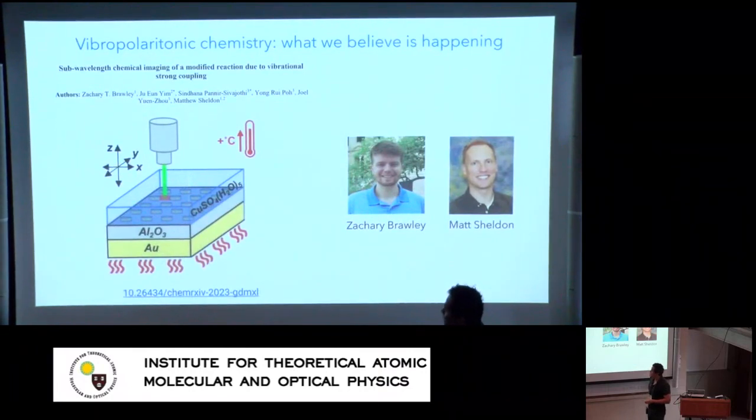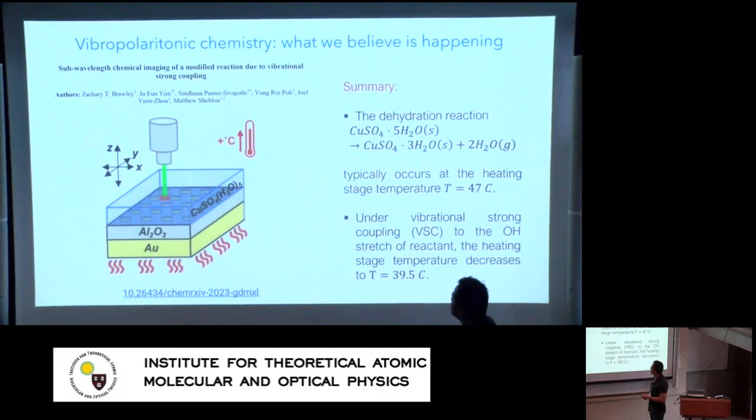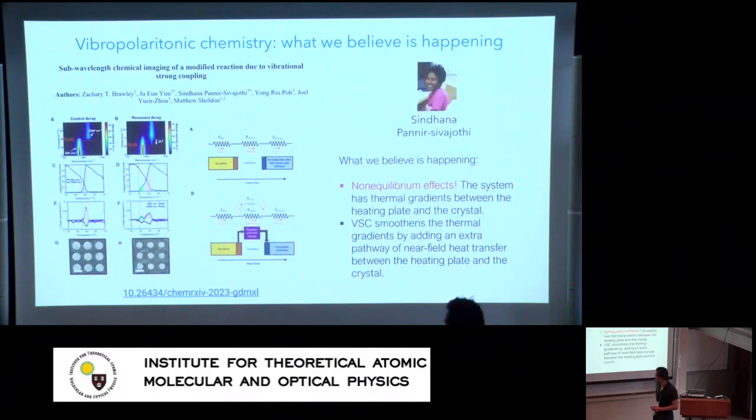But a few years ago, I met Matt Sheldon, and Matt Sheldon showed me this very strange experiment where he has copper sulfate pentahydrate, and it normally dehydrates to its trihydrate form at 47 Celsius, nominally. Apparently under strong coupling of the OH stretches of the water, the transition temperature changes to 39.5. We spent so many months thinking about what could be going on, because this only happens at resonance. And we couldn't come up with anything, because we had tried so many things in the last 5 years.